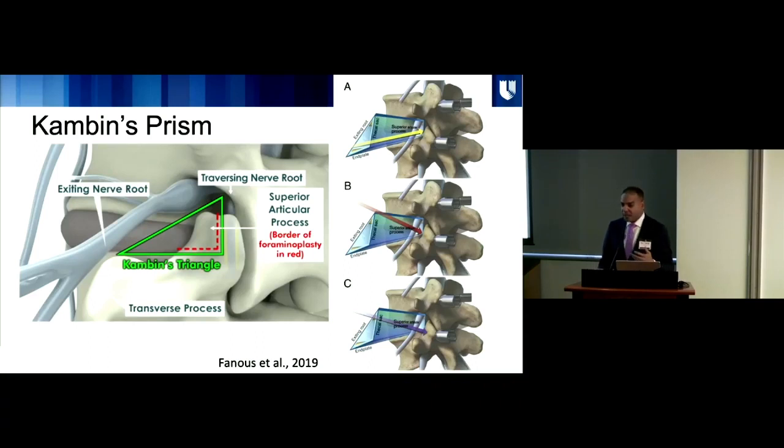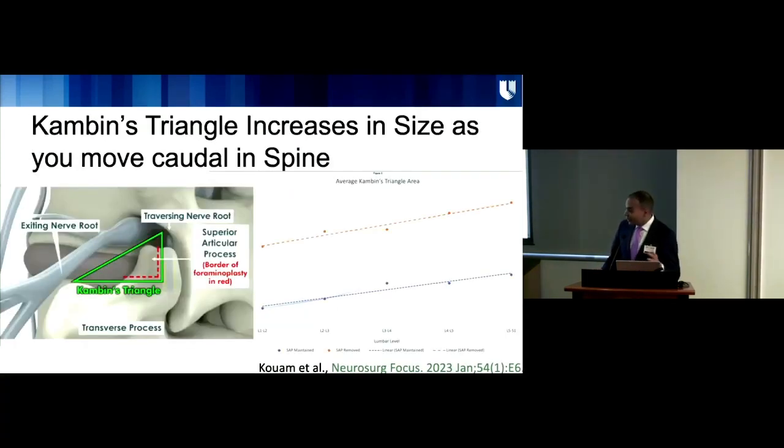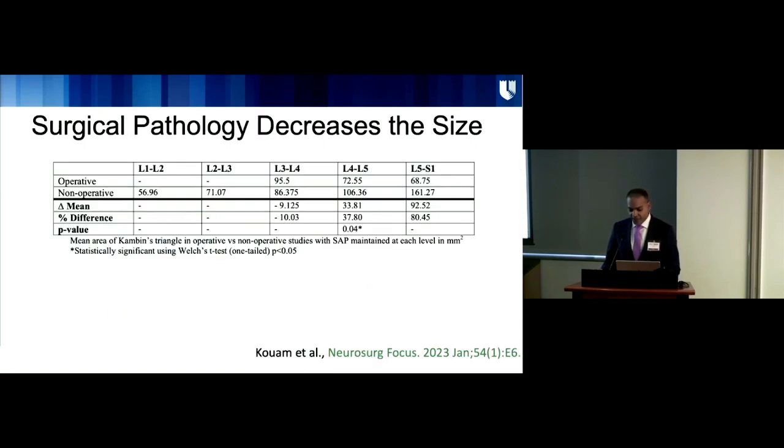So if you look at Kambin's prism, I think Mike Wang's group has done a really good job talking about this. We've looked at this in a systematic way. If you look in terms of the diameter of Kambin's triangle, you see that as you go more caudally in the spine, it'll actually get bigger. And then as our endoscopy folks, like Dr. Hofstetter, will tell you, if you take off that SAP and you do a foraminoplasty, you can actually increase that diameter by about 2 times. So it can really improve your ability to do surgery in that area.